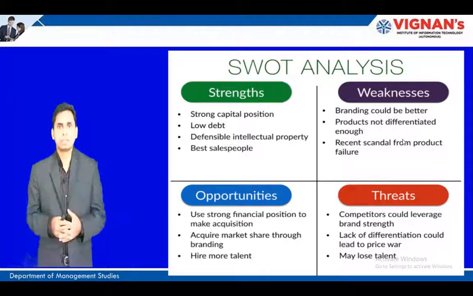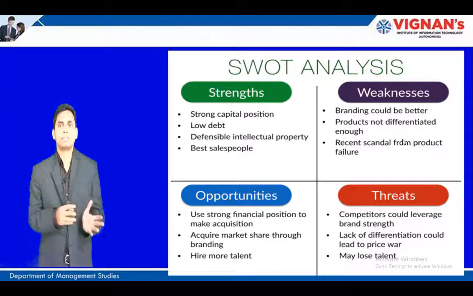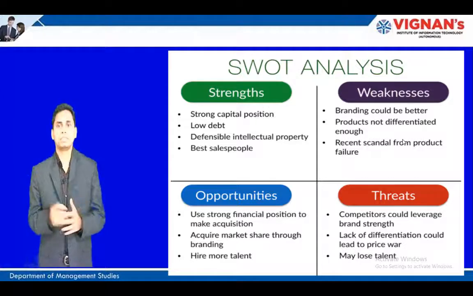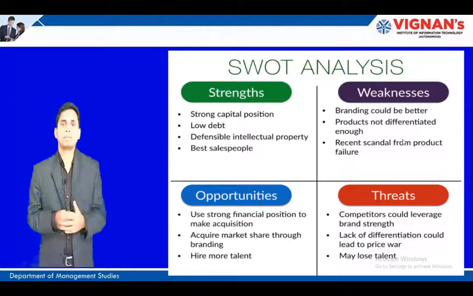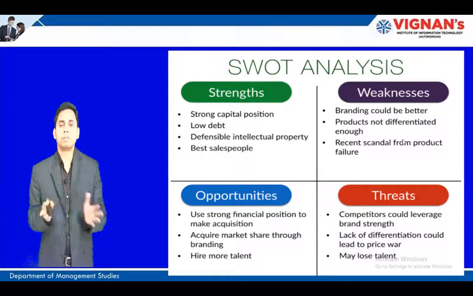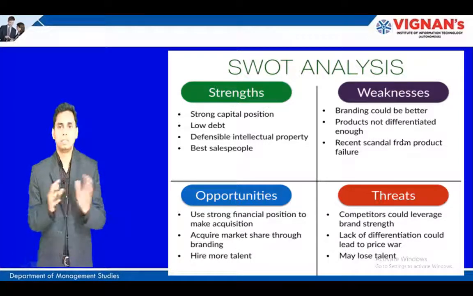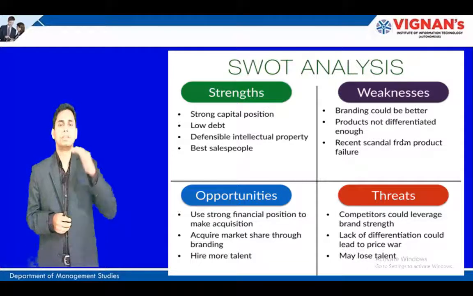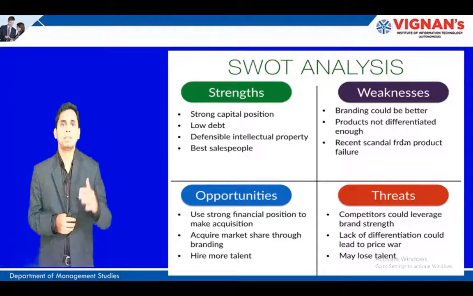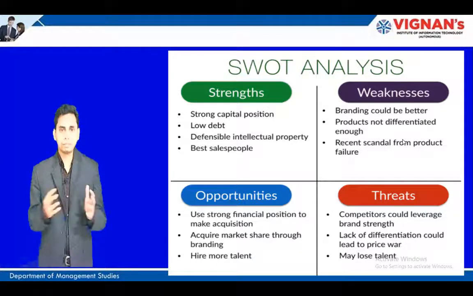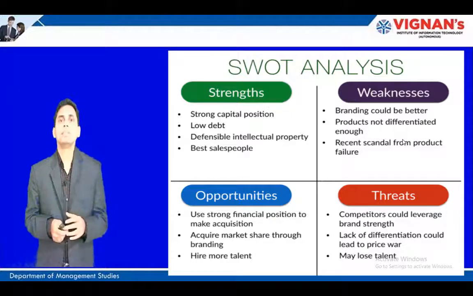Now on the screen you can see the SWOT analysis: strengths, weaknesses, opportunities and threats in this quadrant. On the top of this board we have strengths and weaknesses, and at the bottom we are seeing the opportunities and threats. Examples are also given here.